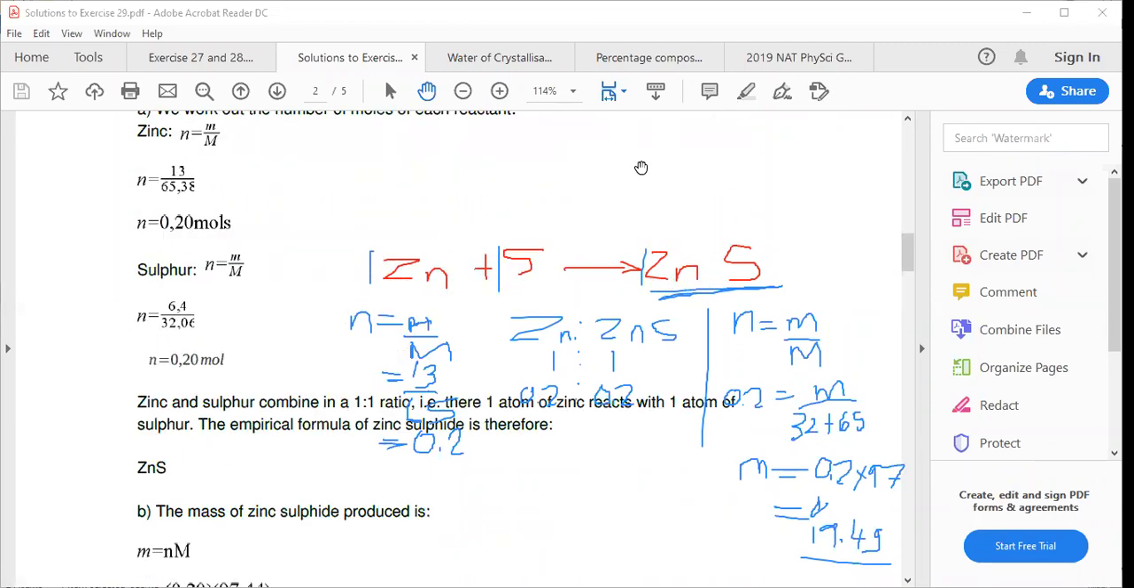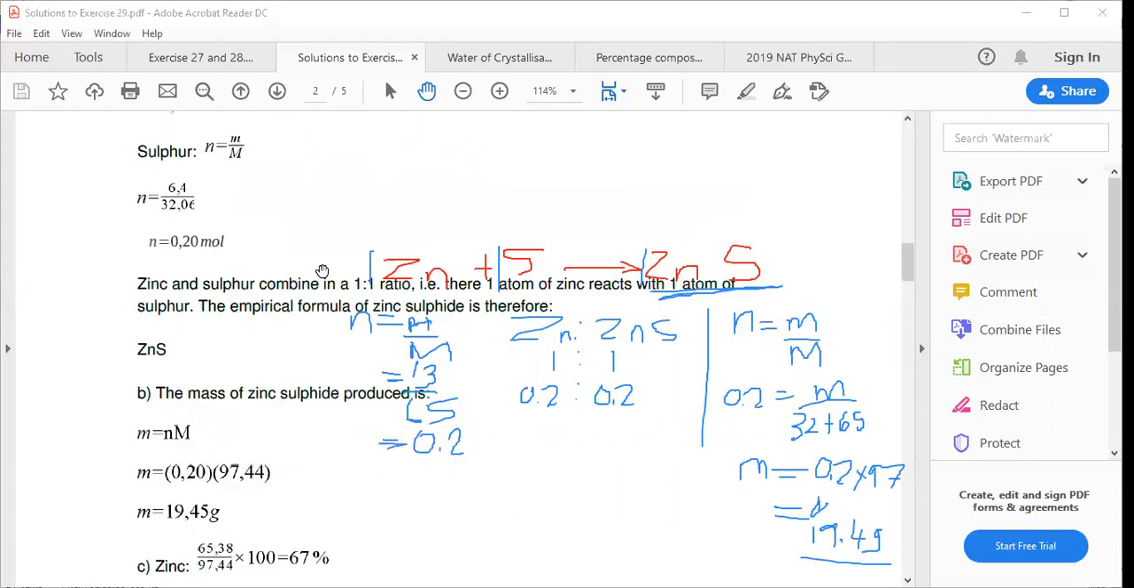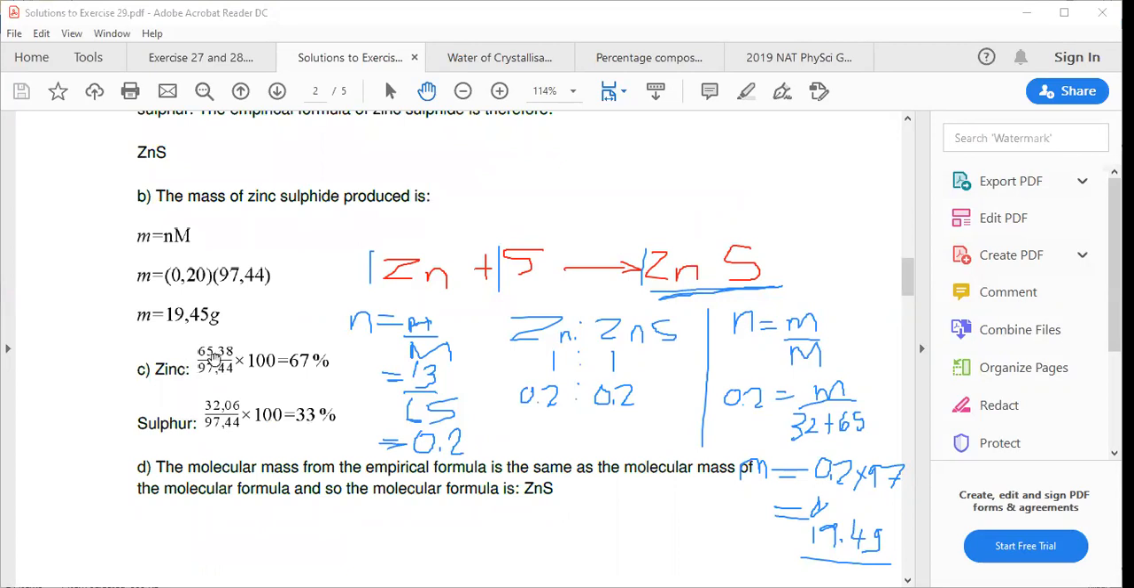The next question says, what percentage does each of the elements in zinc sulfide contribute to its mass? All right, so this one, Zinedine, is the one that you're talking about now. Now we are doing percentage composition, so it becomes easy. So you're going to add the two masses, which we added, to get 97. Then you say molar mass of zinc over the total molar mass. So it's going to be 65 divided by 97 times 100. So that contributes 67%. That's easy. Then the next one, sulfur, 32 divided by 97 multiplied by 100 to give you 33%.